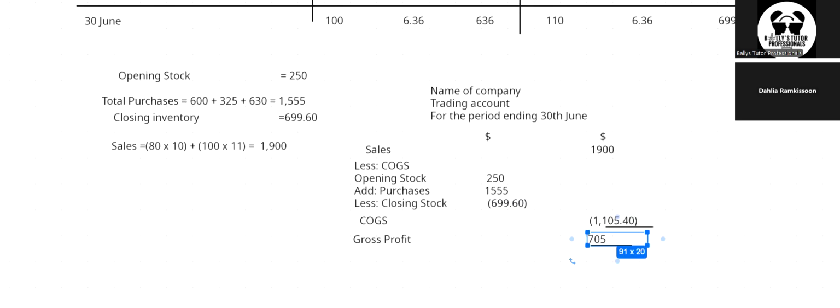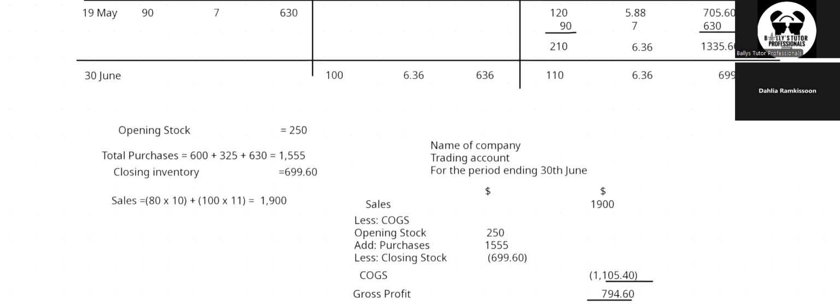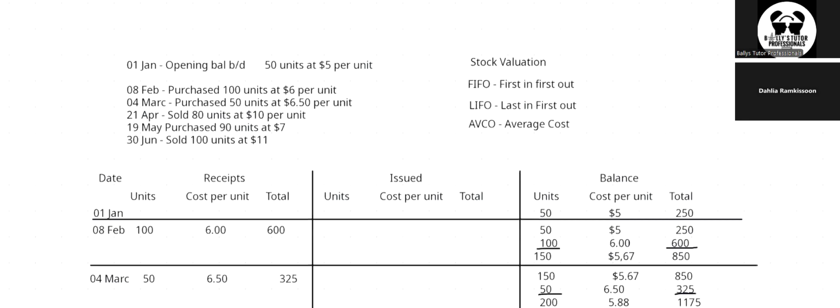So that's how you do FIFO, LIFO, and AVCO. You think you understand it a little better now? Yeah, definitely. All right, great.